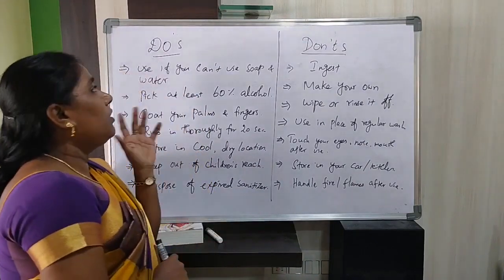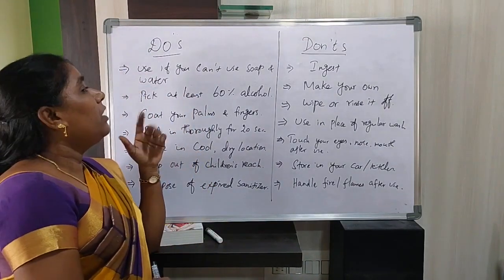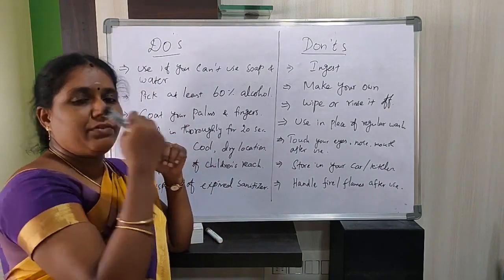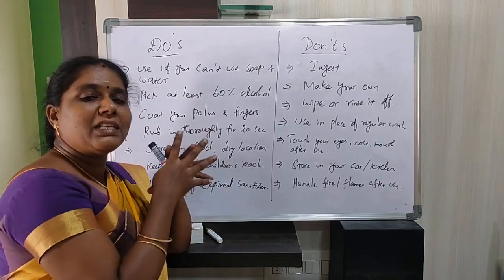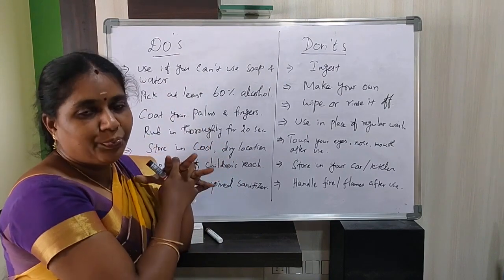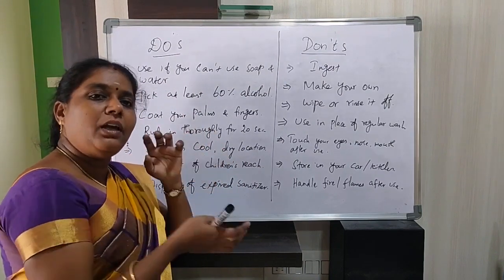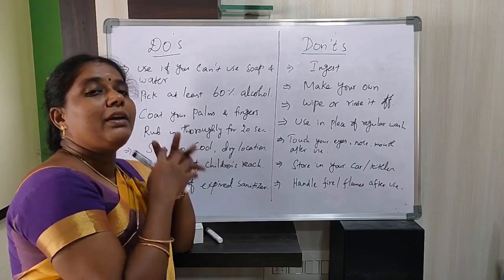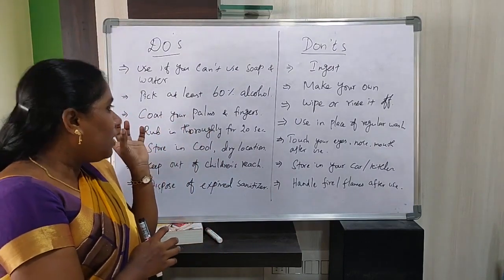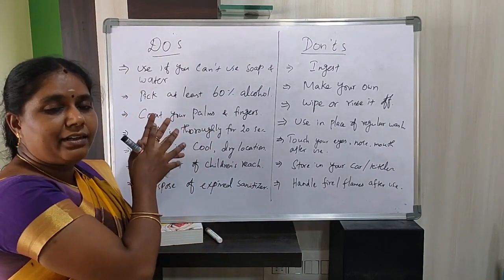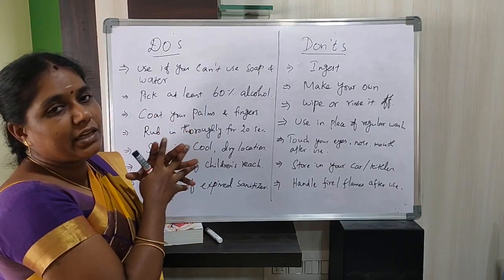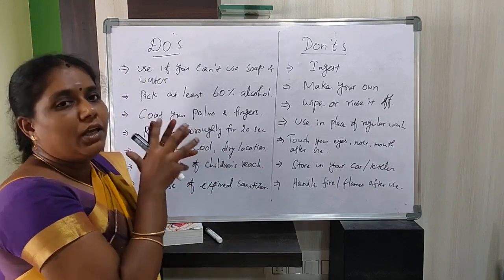See here, you have to use these sanitizers if you can't use soap and water. In places where we can't use soap and water, we can use this 60% alcohol sanitizer. If water and soap are available, you can use water and soap, which is better. But if they are not available, use these hand sanitizers. It is best if it contains at least 60% alcohol.